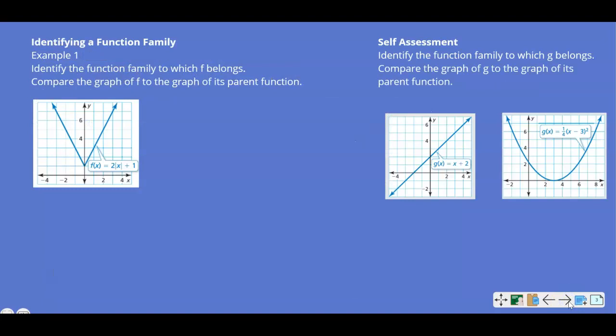Example 1 says identifying a function family. The first thing it says is to identify the function family to which f belongs. This is f of x right here: 2 times the absolute value of x, plus 1. Then it says compare the graph of f to the graph of its parent function. To identify the function family, this is an absolute value. We know that because it's a V-shaped graph. If you want to compare it to the parent function, let's see what we can write.